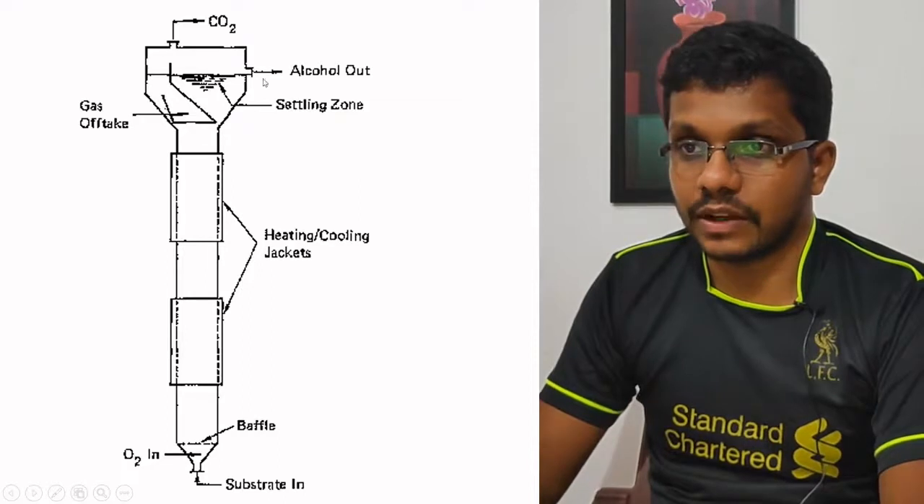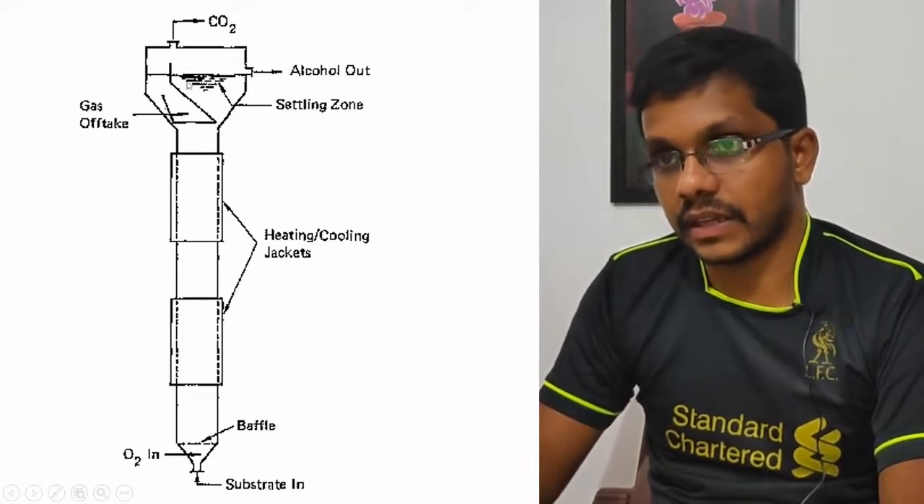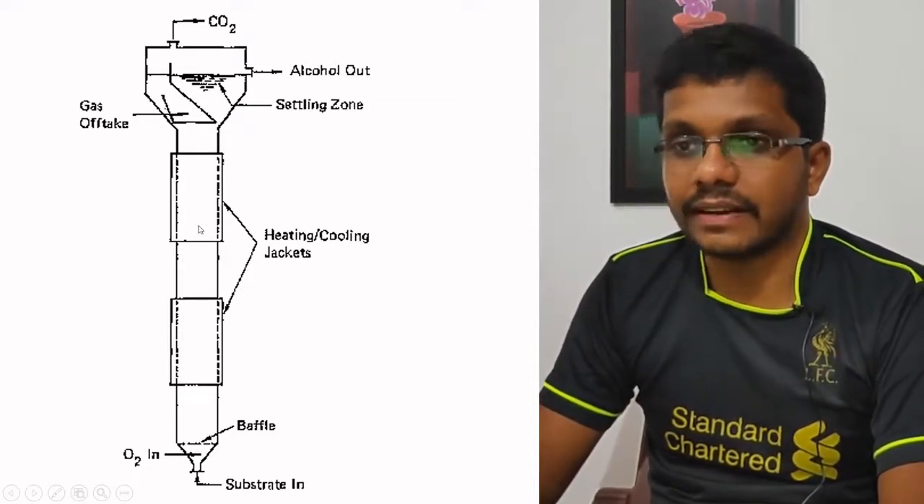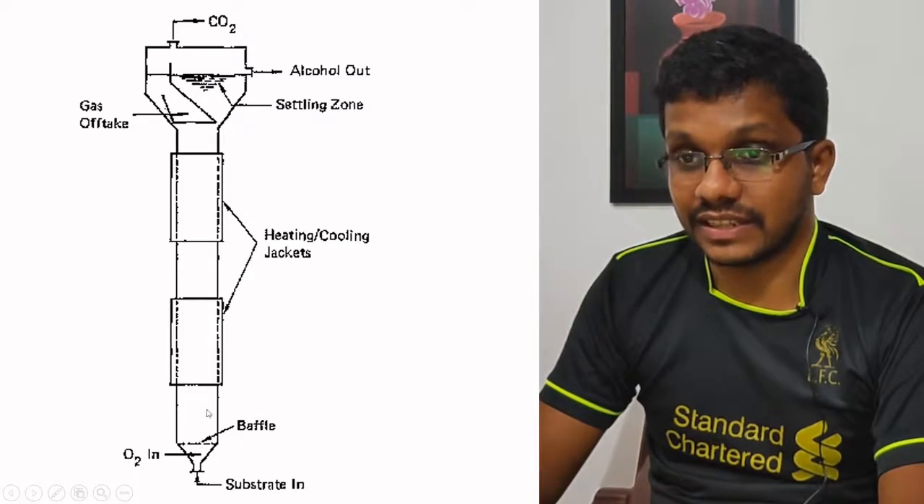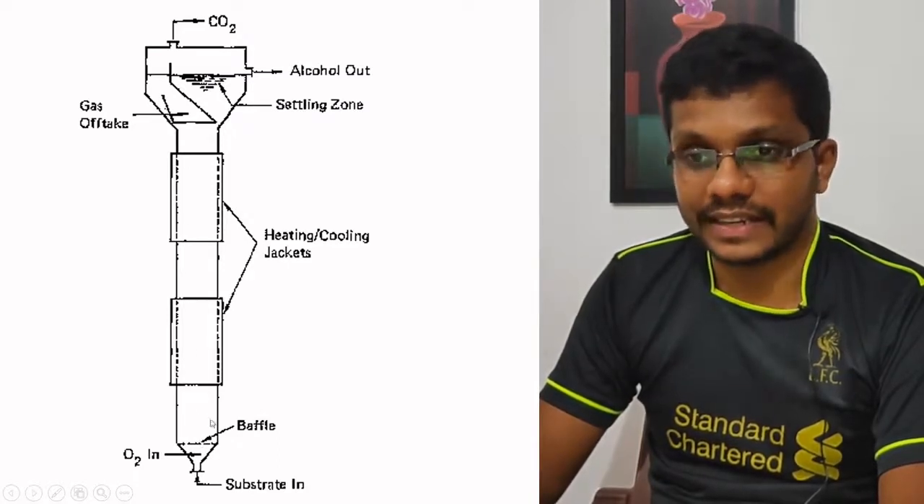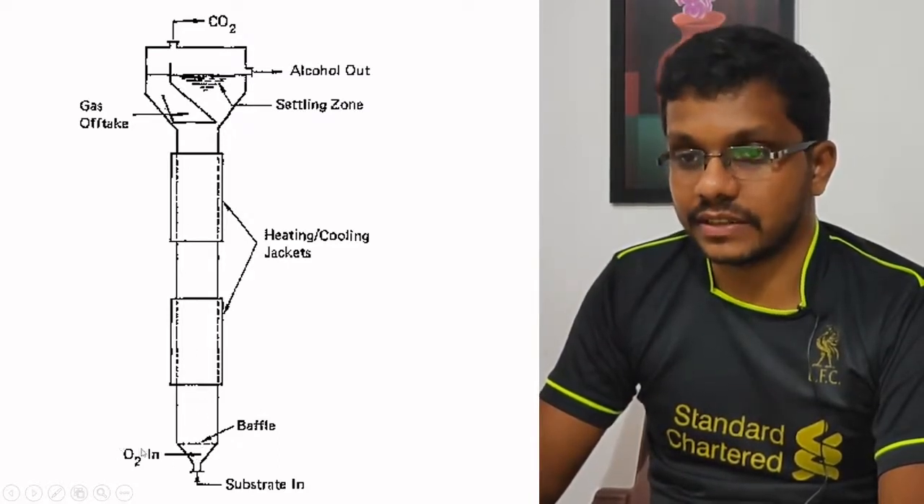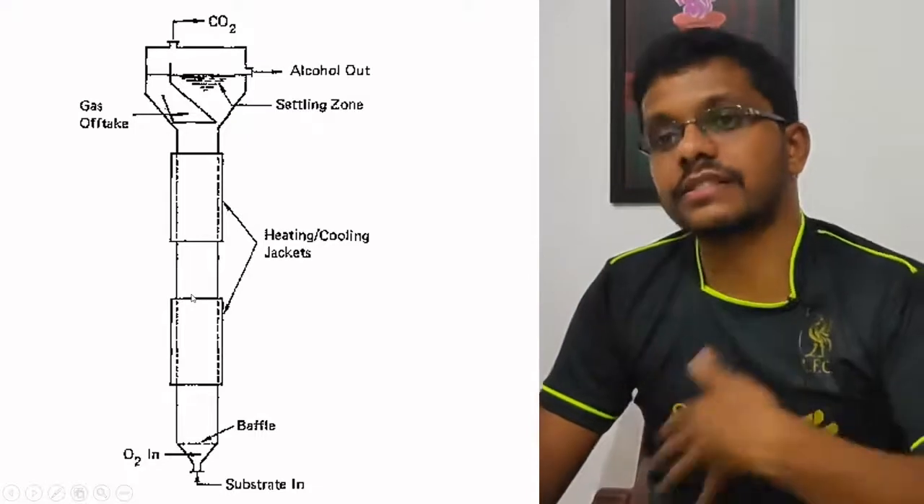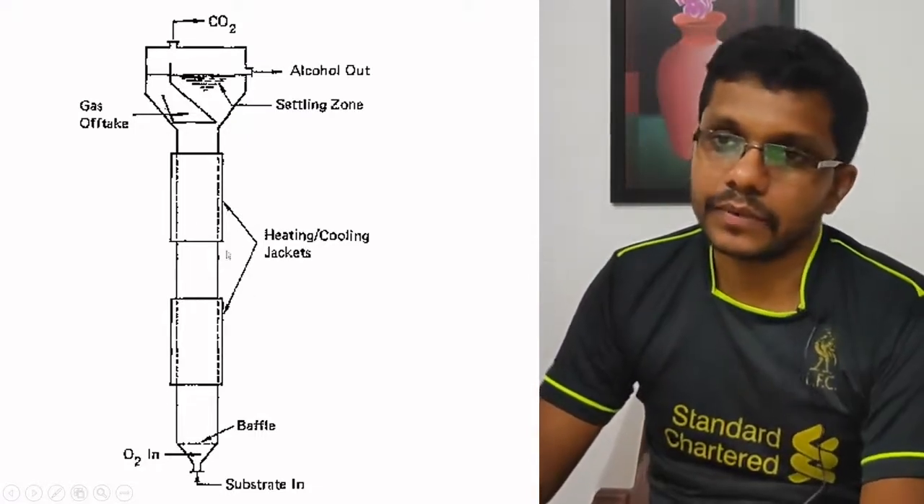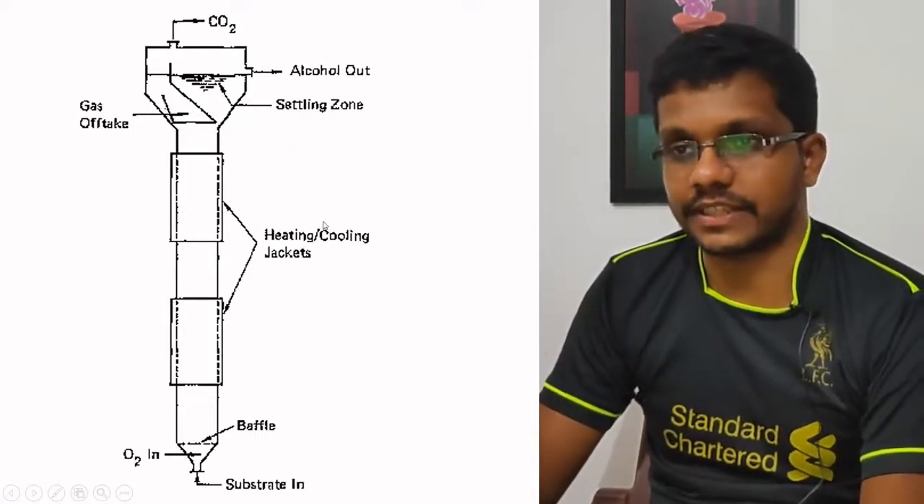So this is how a tower fermenter looks. It is very much elongated. So that's why it's called a tower fermenter. Plus there is no agitation system, and aeration itself is able to give agitation. This is the aeration point, and when the air goes from bottom to top, it will actually mix the fermenter, and this one is used for alcohol fermentation.